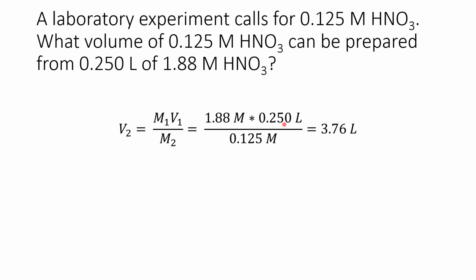And the volume going up a whole bunch, because we're taking this higher concentration solution and diluting it down to 0.125, and that's a factor of, what is that, like 16? 1.88 divided by 0.125, 15. So we're diluting it by a factor of 15, so the volume here should go up by about 15, and that's exactly what we see, because 16 would be 4 liters.